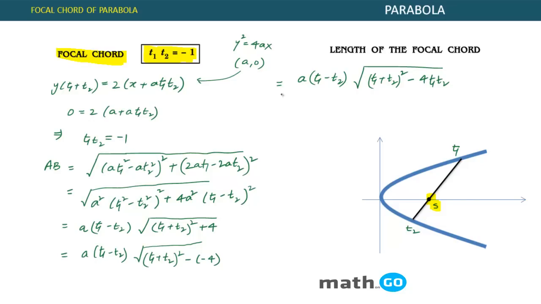Now if you see this, this particular stuff will become (T1 - T2)². Just check this out. And this completely then reduces to a(T1 - T2)². So this is the formula that again you have to remember. So the length of the focal chord is given by a(T1 - T2)².